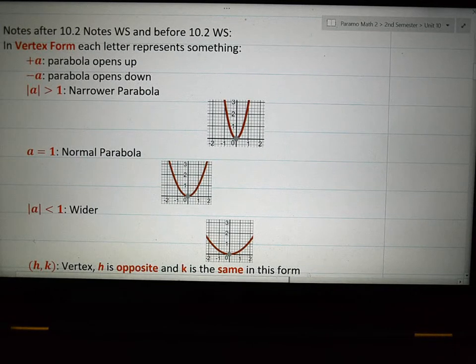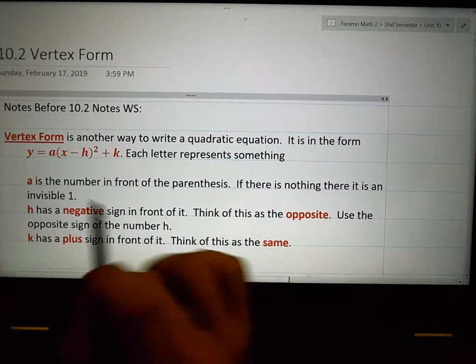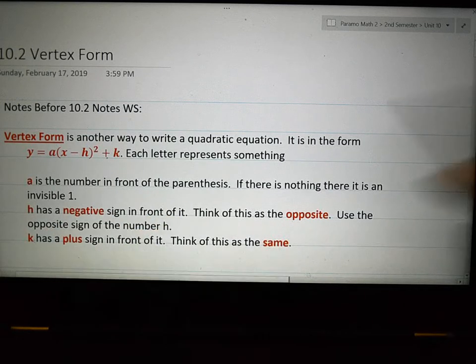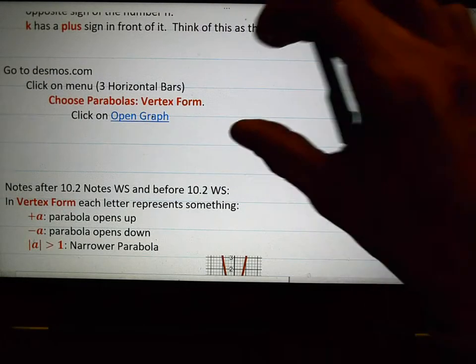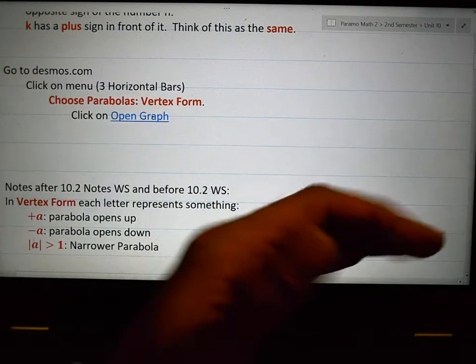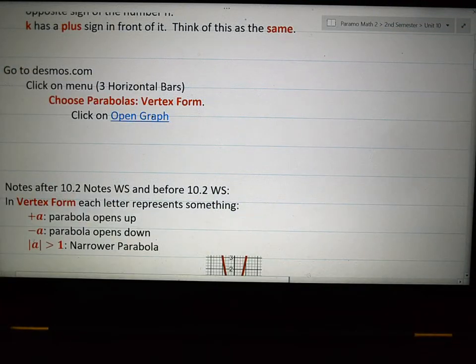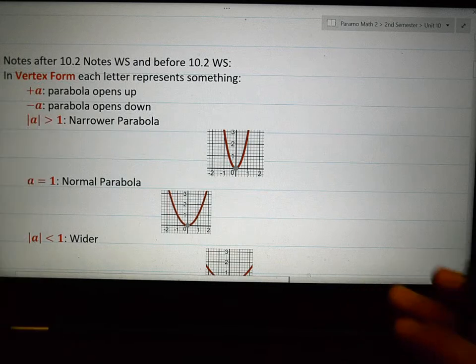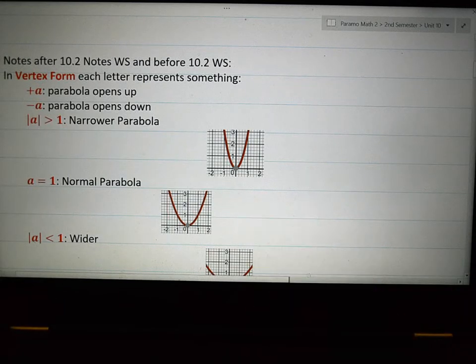These are part 2 to the notes that we took on 10.2 last class. Last class we talked a lot about y equals a times x minus h squared plus k, called vertex form. We talked so much about it that I used Desmos, and I showed you how you could punch these equations into Desmos and get your graphs, and see what manipulating the h and the k and the a does. By now, what I'm hoping is that you have a small sense of what the a does, what the h does, what the k does.